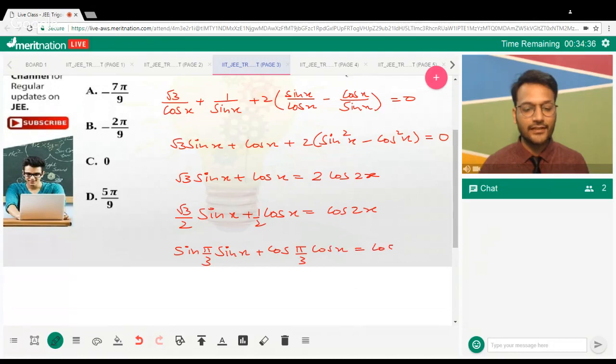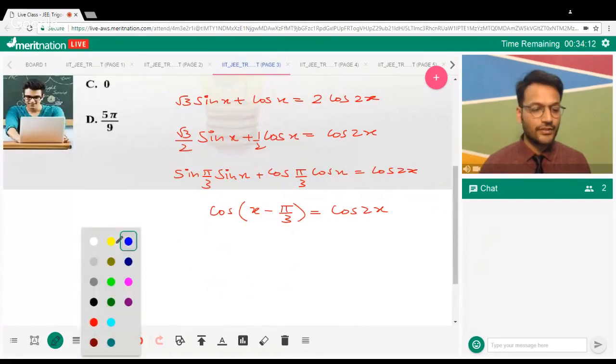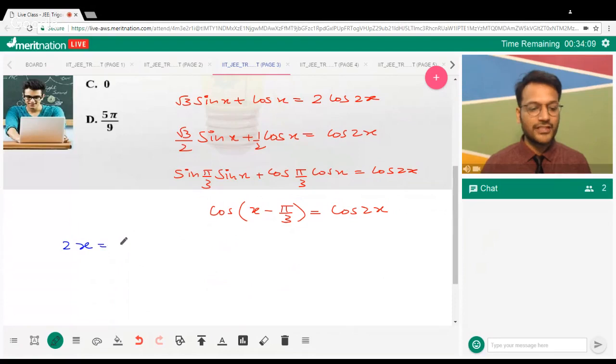Hopefully everyone is clear with it, right? Now in this case, this is the formula sine A sine B plus cos A cos B. That's the formula of cos A minus B. Pi by 3 minus x or x minus pi by 3. Cos of minus x is also the same, just for the ease of calculation. Cos of 2x. Now we can apply the general formula. So based on the general formula, we can say this 2x must be equal to 2n pi plus minus x minus pi by 3. We've just done almost a similar formula, right?